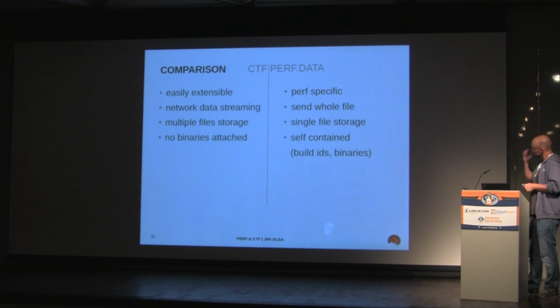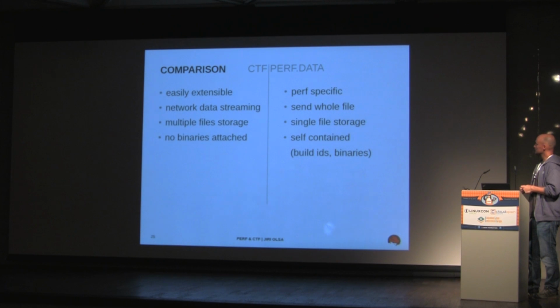On this slide, you can see a very high-level comparison of both formats, CTF on the left side and perf data on the right side. CTF is quite extensible. You still need to keep some default layout to be compliant with existing tools, but you can choose your own layout. On the other side, perf is specific to the kernel interface, and it's not very extensible.